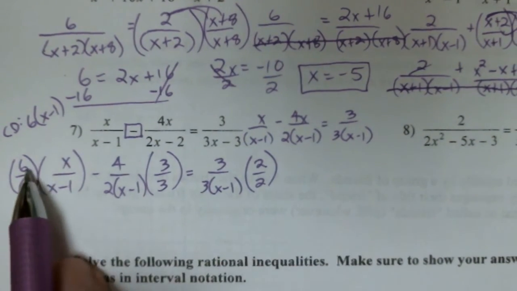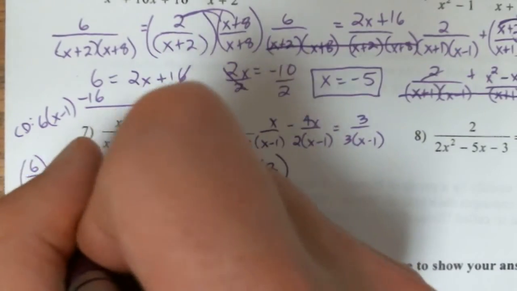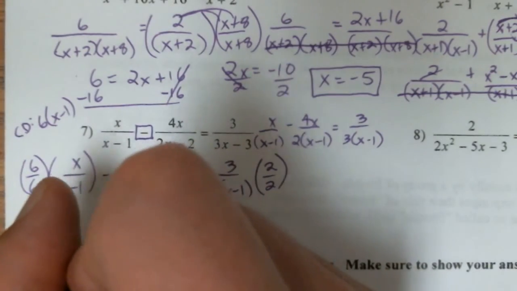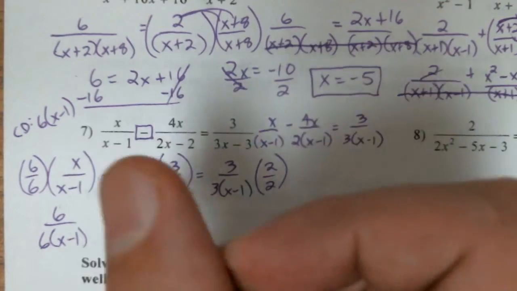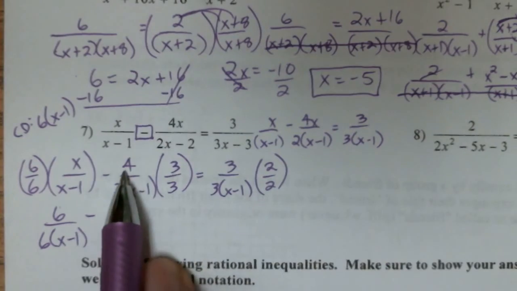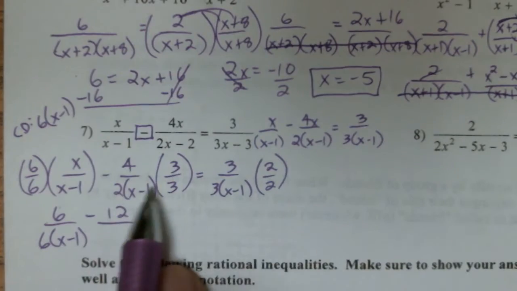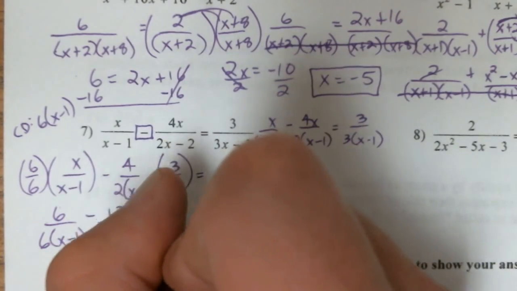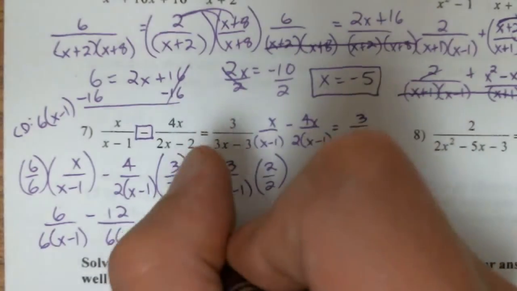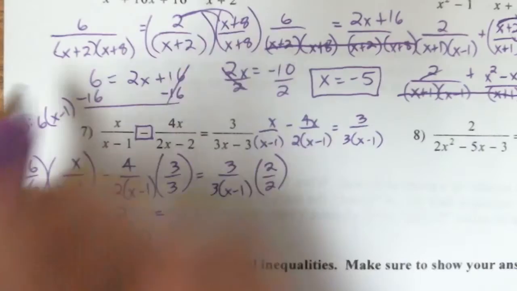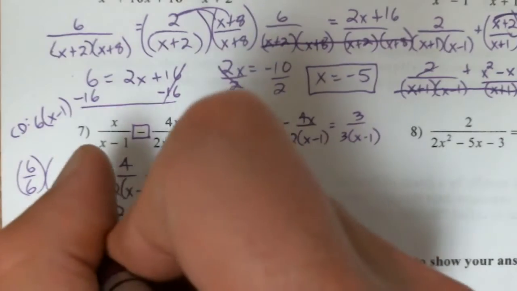Okay. So on top, 6 times x is 6x. Now, I know that my common denominator is 6 times x minus 1, so I'm just going to write that for the rest of the way. Minus 4 times 3 is going to be minus 12 over, again, the common denominator, 6 times x minus 1. And then 3 times 2, oh, excuse me, I'm sorry, 6 times x is 6x.